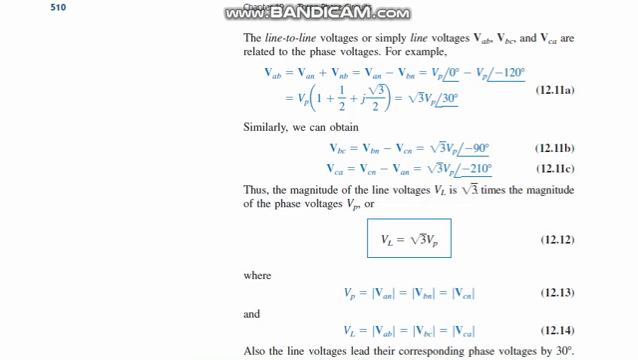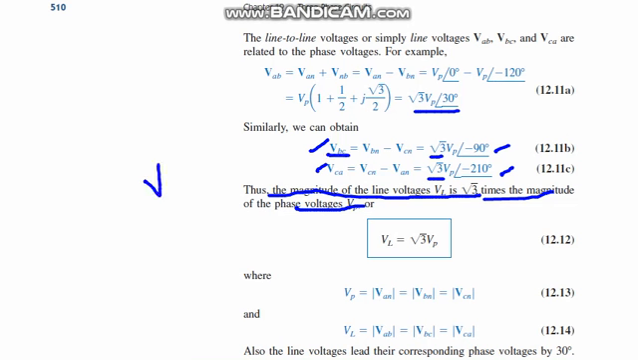Similarly, we can see VBC and VCA like this: at 30 degree, minus 90 degree, 210 degree. You can see that each voltage is root 3 multiplied by VP. The magnitude of the line voltage VL is root 3 times the magnitude of the phase voltage VP. That is VL, the line voltage VBC is VL. It is a balanced 3 phase, so each magnitude will be the same. As you can see, VL is equal to root 3 VP.